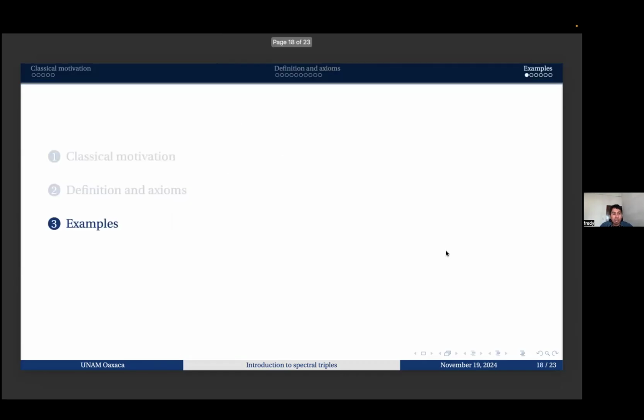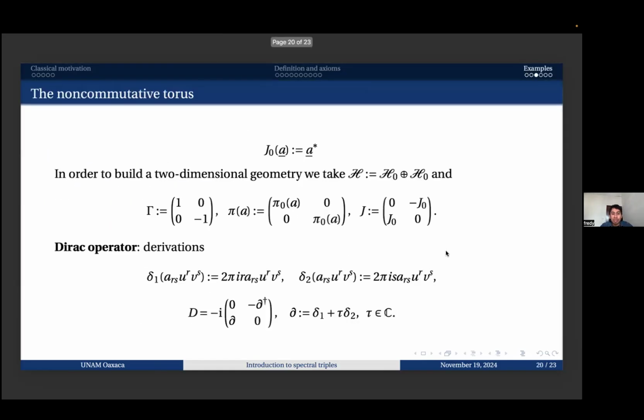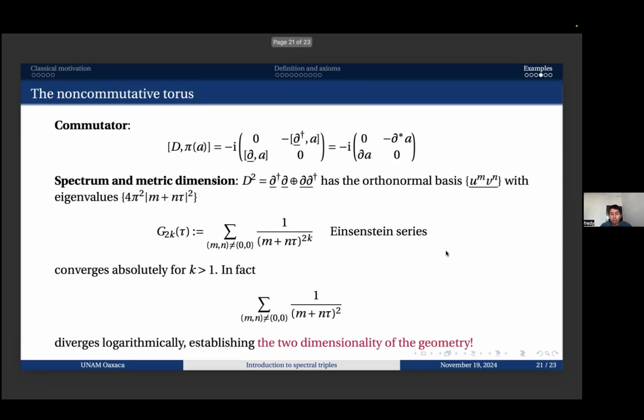At the end, I have some examples, but I don't have much time, so I will skip this, which is a non-commutative torus. Perhaps many of you know this example very well, but I will skip it.